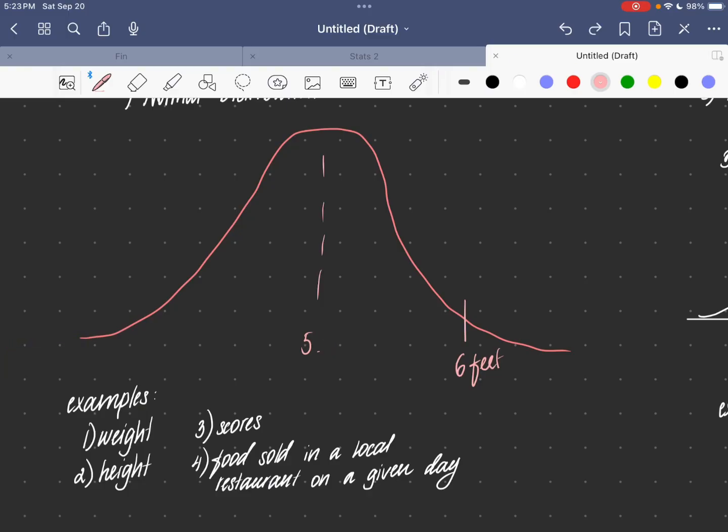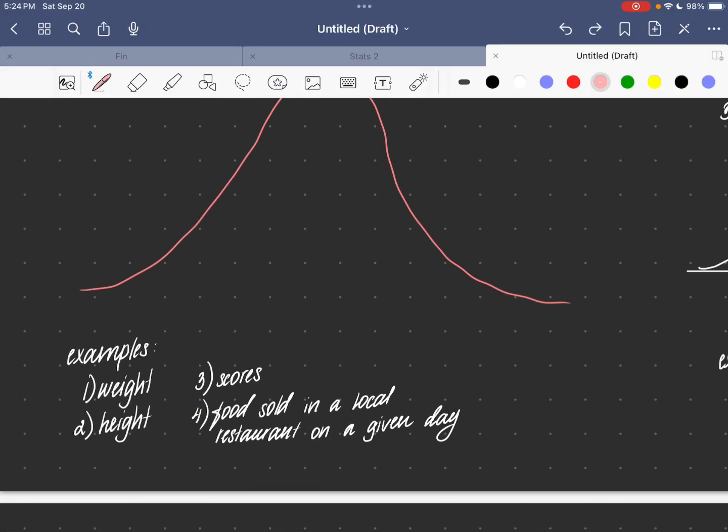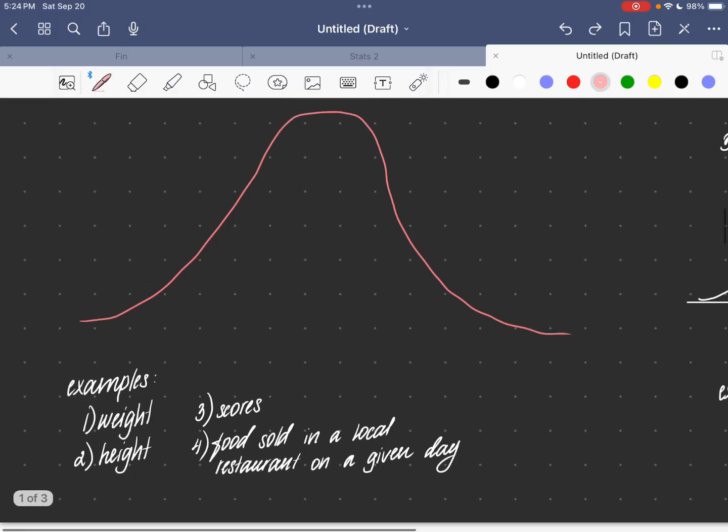So normal distribution can be used for almost anything, really. As long as you have a pretty big sample size, it usually comes out being normally distributed. According to our previous example, the scores can also be used for normal distribution, as well as food sold in a local restaurant on a given day, which is our fourth option. So let me illustrate how that's going to happen.